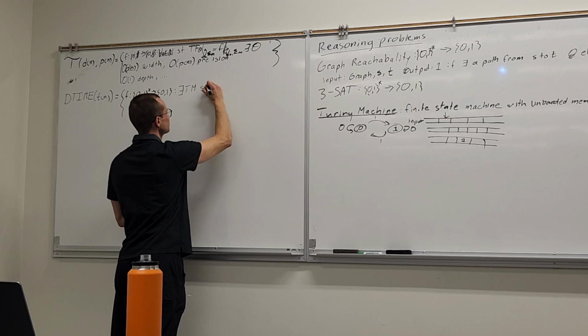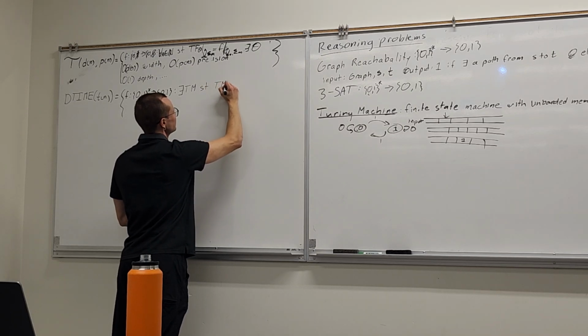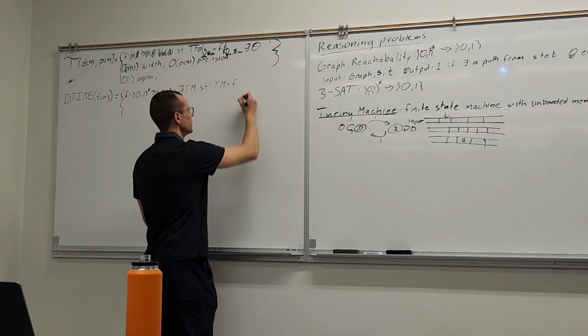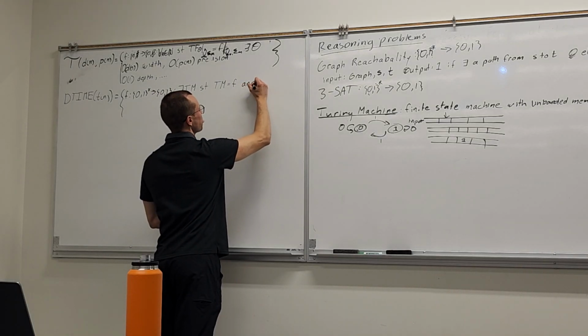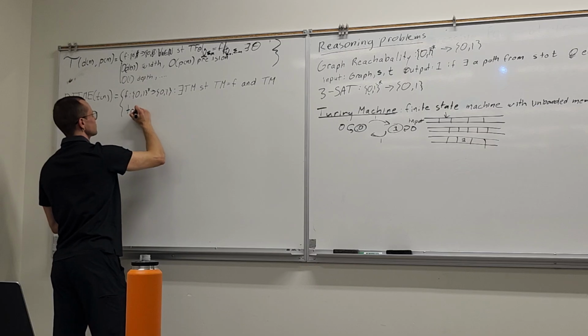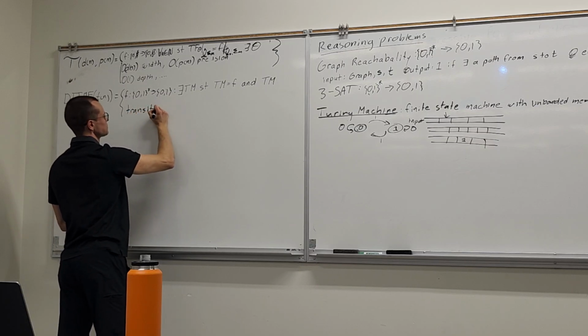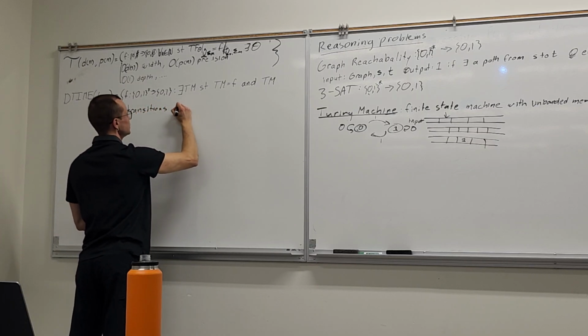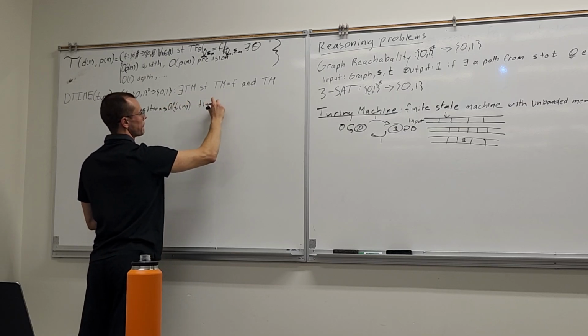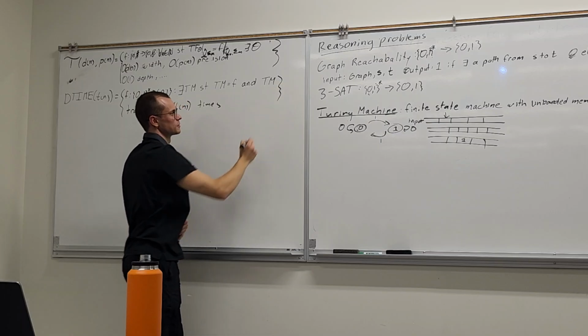There exists a Turing machine such that the language equals f, and the Turing machine transitions t of n, big O of t of n times. Okay.